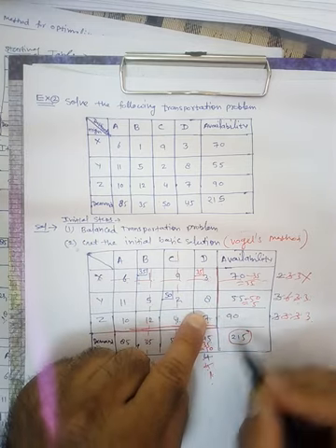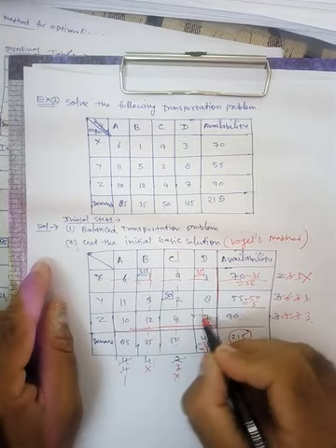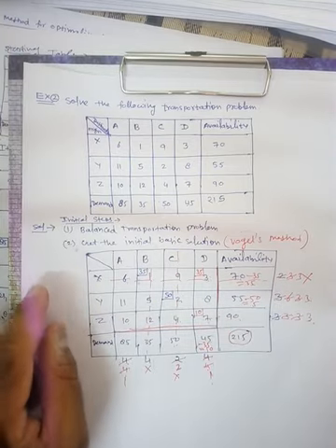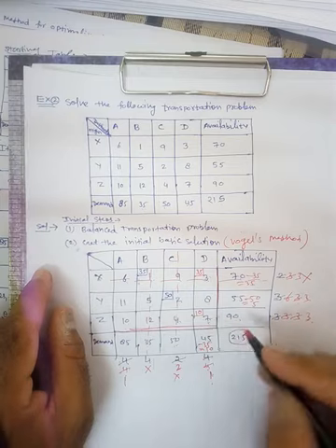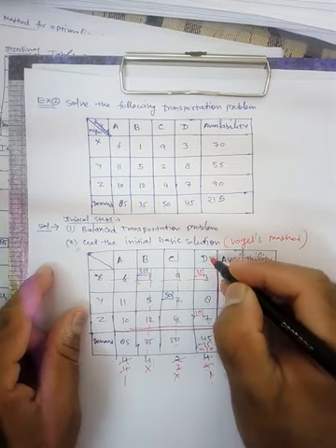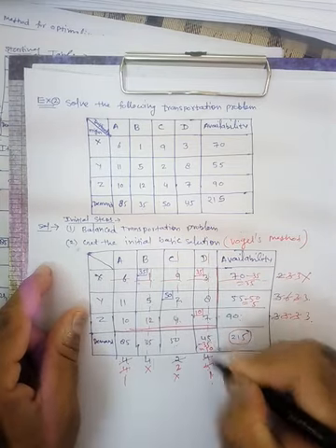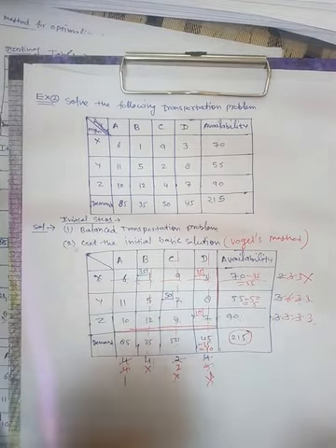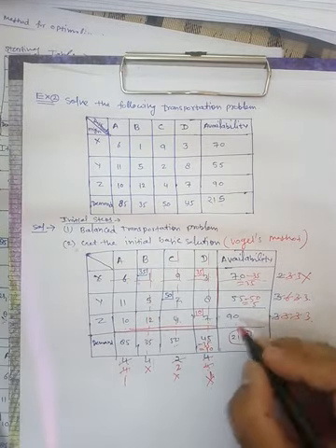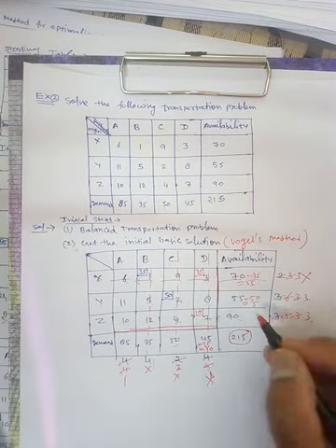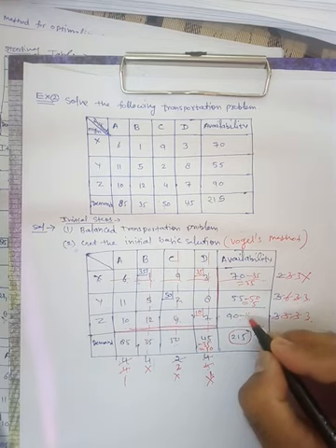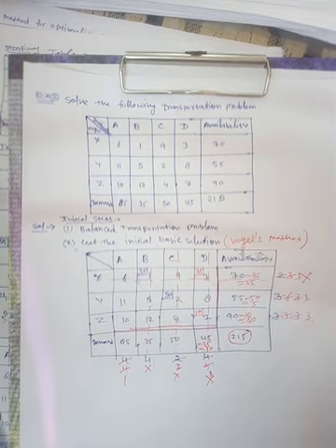Here is 10. Here is 90. So just allocate 10 units here. Fine. So 10 units here. Then cross off this column. This is fulfilled. And then here subtract 10 units. So we get 80 units left.